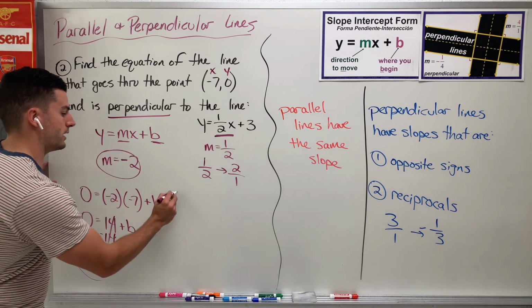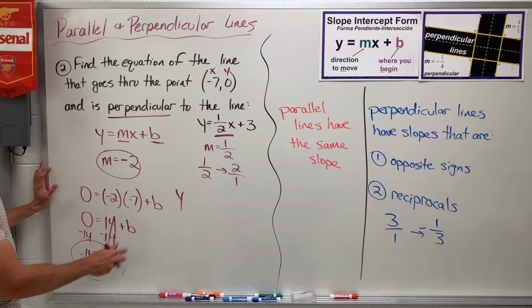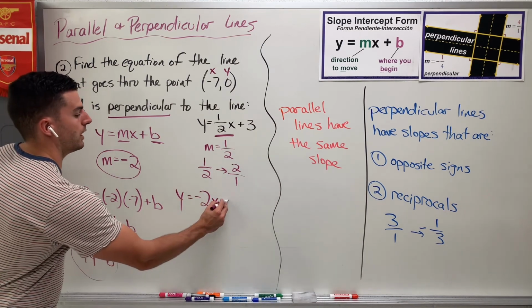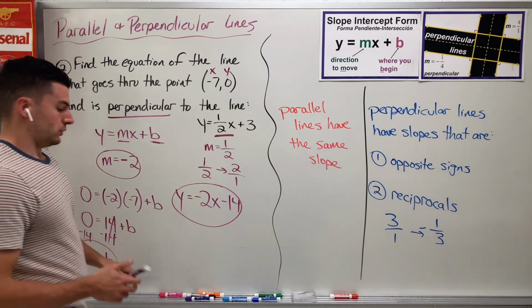And so I take all that. That's my second piece of the puzzle that I didn't know. I got this one, I got that now. And so my answer is going to be putting them together. y equals negative 2x minus 14. Okay, there we are. So I hope that makes sense.